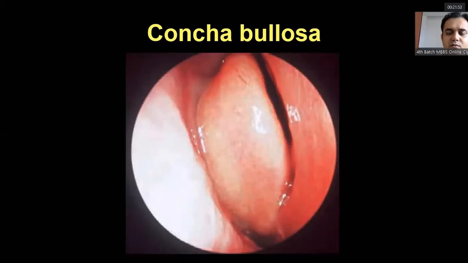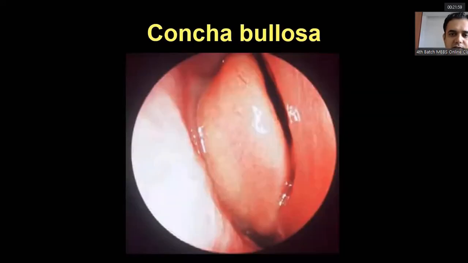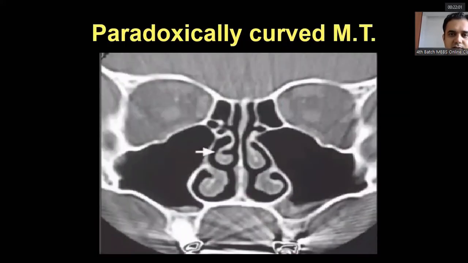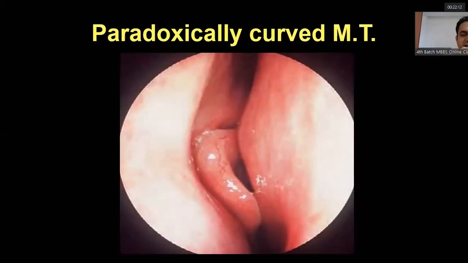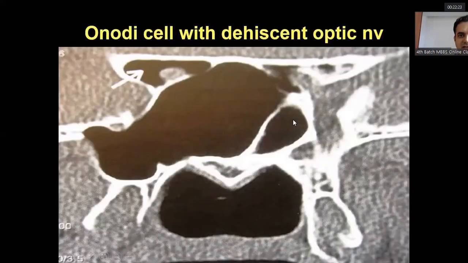Okay, this is what concha bullosa looks like on nasal endoscopy. This is the CT scan radiograph, the radiographical image, and this is the endoscopic image. Now this is the middle turbinate. Look at the shape of the middle turbinate here and here. We are going to give a lot of time here. And this is an endoscopic image of a paradoxically curved middle turbinate. And here you can see the bulla ethmoidalis. There are two layers. Okay, let us leave this.